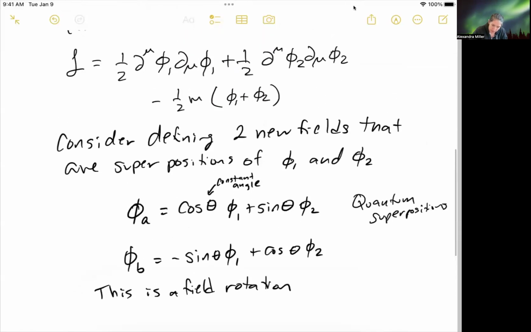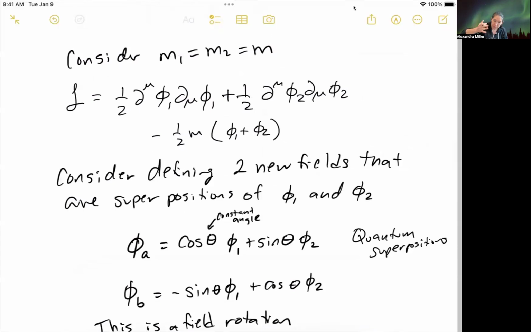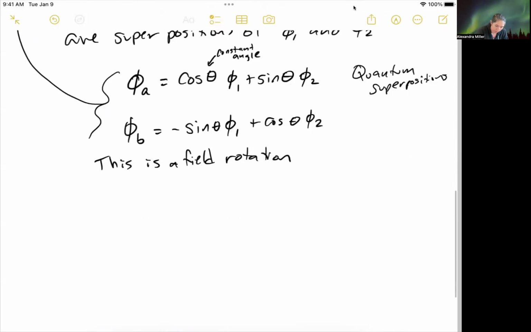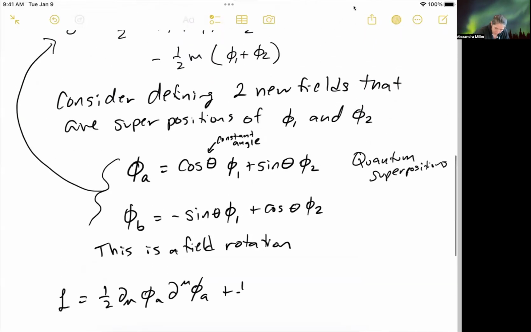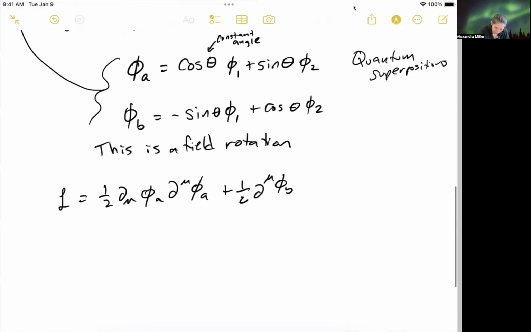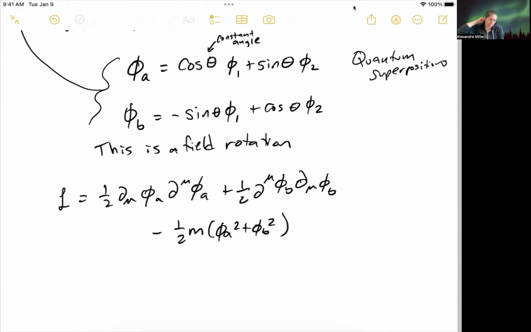If you solve, first you'd have to solve for phi 1 and phi 2, and then plug these into our Lagrangian and do just some algebra, then you would find your new Lagrangian is not so new. It's the exact same thing that we had before, but now we have phi A and phi B. So this is a new Lagrangian that has exactly the same form as the previous Lagrangian that we had.